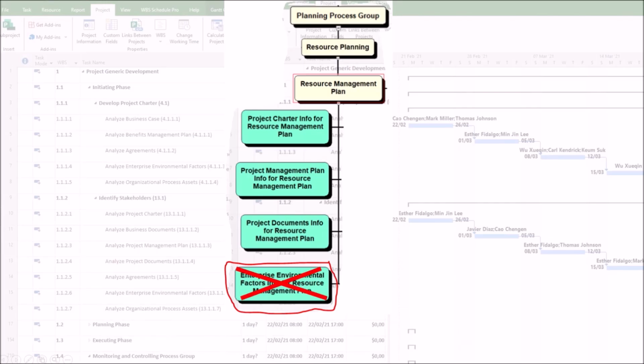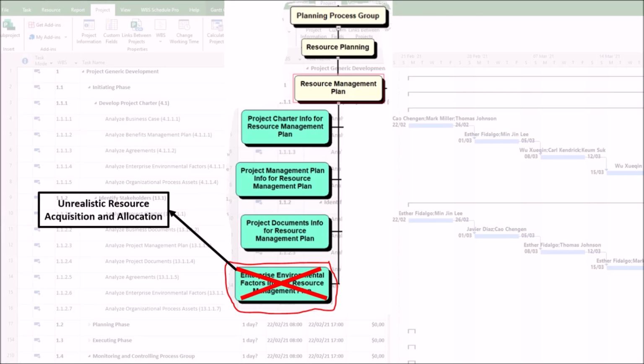How can a poor enterprise environmental factors analysis harm the plan resource management process? A poor or incomplete analysis of enterprise environmental factors is a critical failure that directly leads to a flawed and often unimplementable resource management plan. Here's how a poor enterprise environmental factors analysis specifically harms the plan resource management process.